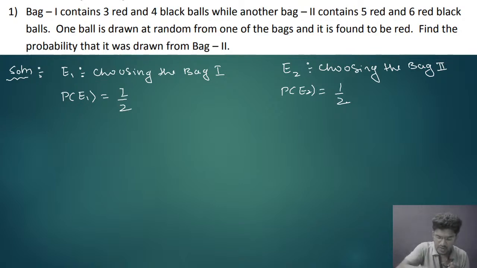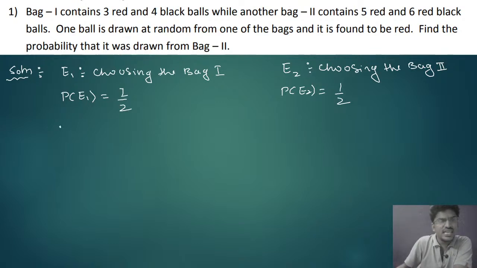Quickly tell me all of you, have you understood this? Probability of E1 means choosing bag 1. Already you know there are two bags. Out of those two bags, I am choosing bag 1. That means 1 by 2. In the case of P of E2, that is choosing bag 2, that is also 1 by 2. Because there are two bags, out of those two bags, I am taking one bag. Therefore, P of E1 is 1 by 2, P of E2 is 1 by 2.